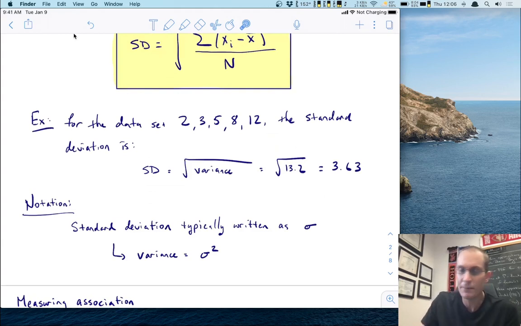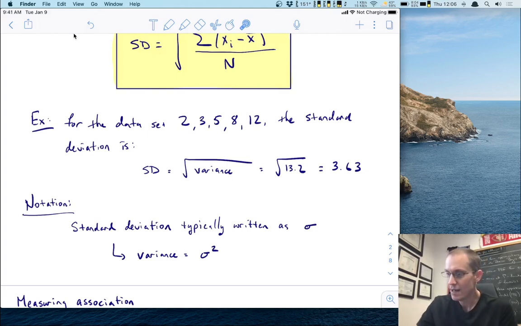Now, a quick word about notation. Standard deviation is typically written with the Greek letter sigma, a lowercase sigma. And thus variance will be written as sigma squared, expressing the relationship between standard deviation and variance. Variance is simply standard deviation squared. So we'll see that notation quite a lot this semester, and I want you to get used to it.